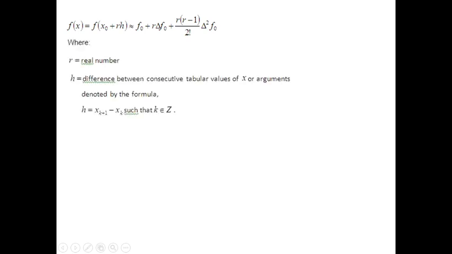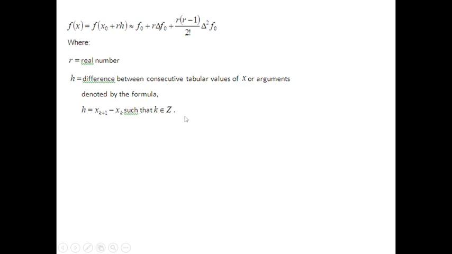So, knowing this quadratic interpolation, or parabolic interpolation formula. So, this is the parabolic interpolation formula now, where r equals the real number, h is the difference between consecutive tabular values of x or arguments denoted by the formula h equals x sub k plus 1 minus x sub k, such that k is an element of Z.